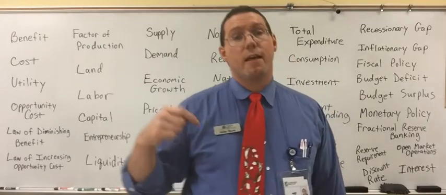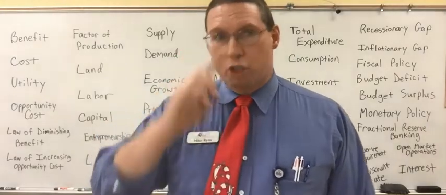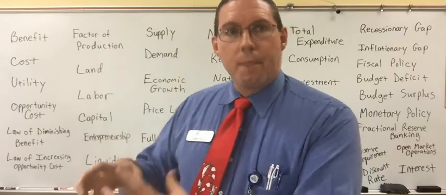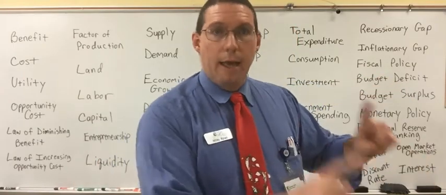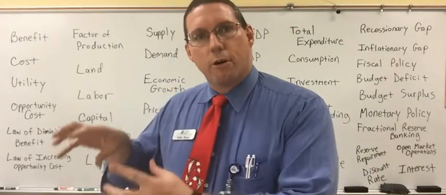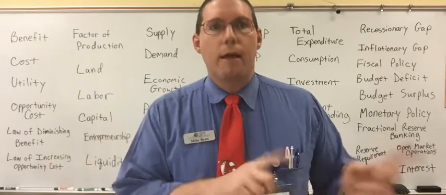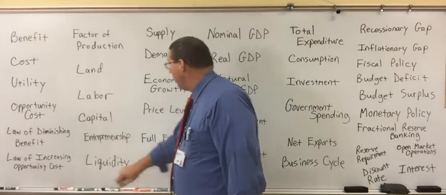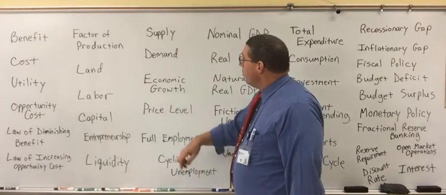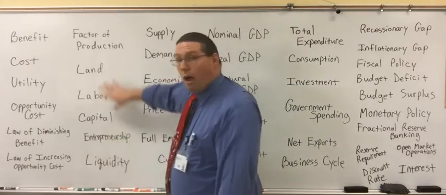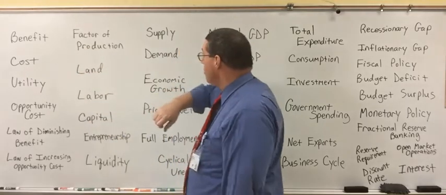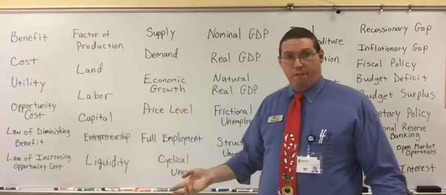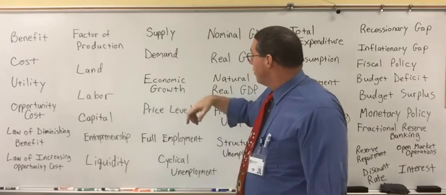Liquidity, again, is how easy it is to turn stuff into money. And some things are easier to sell, to turn into money, than other things are. Okay? So that's the liquidity of an asset. So once we produce stuff, we then want to sell that stuff. And that's where supply and demand come in.